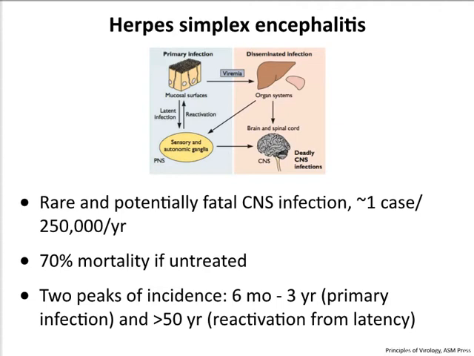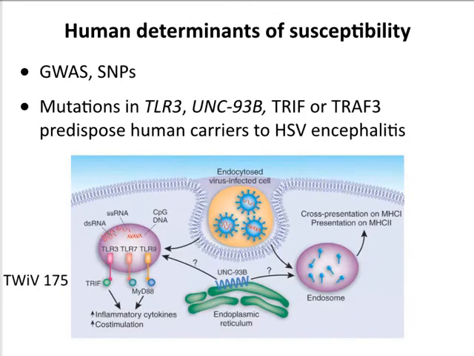A number of years ago, a genome-wide association study was done on these individuals. Genome-wide association studies are where you take a population of individuals who have increased susceptibility to an infection, say, and you sequence their genome and see if any mutations go with that. You look for SNPs, single nucleotide polymorphisms, which are basically mutations that differentiate one person from another, that are associated with the trait. And in the case of herpes simplex encephalitis, they found mutations in TLR3, UNC93B, TRIF or TRAF predispose people to getting herpes encephalitis.